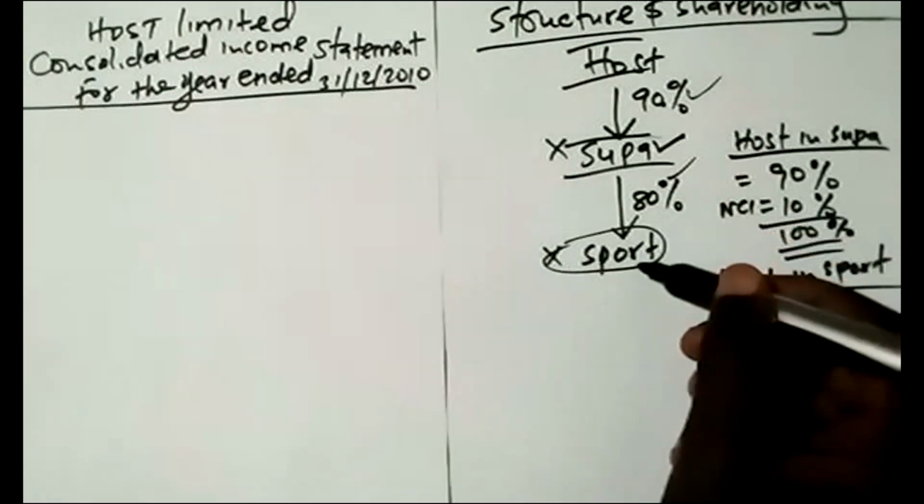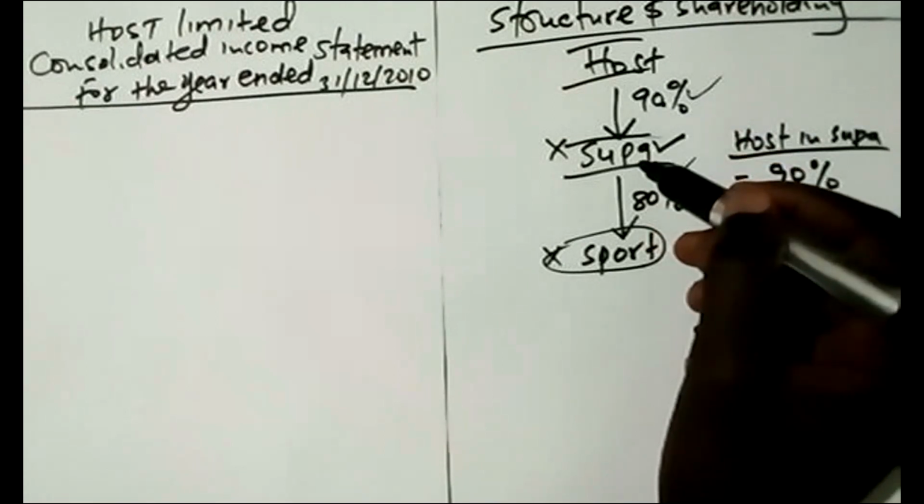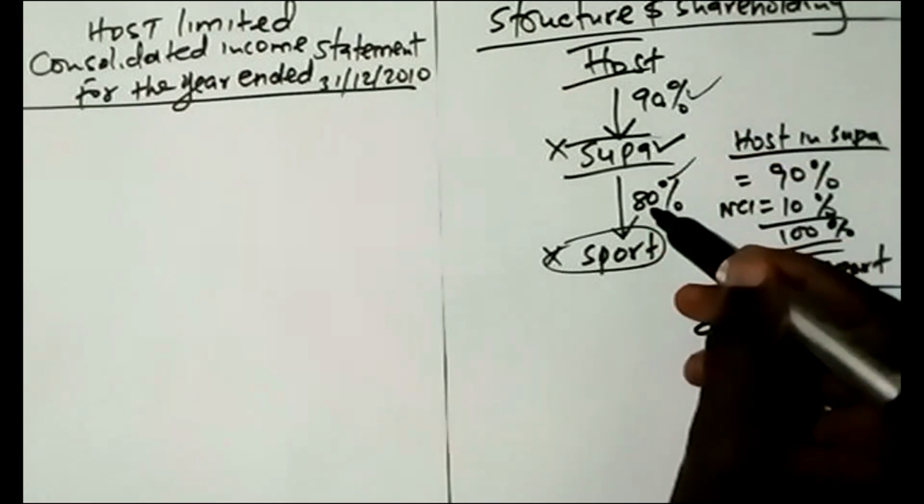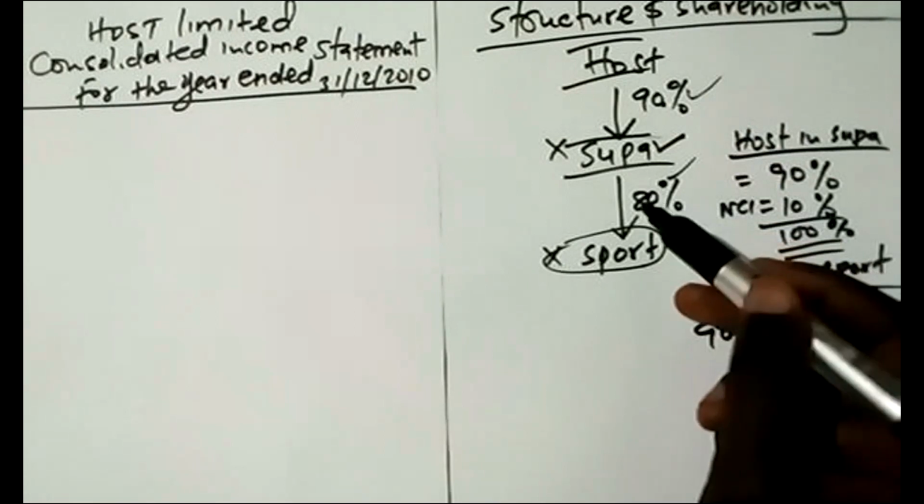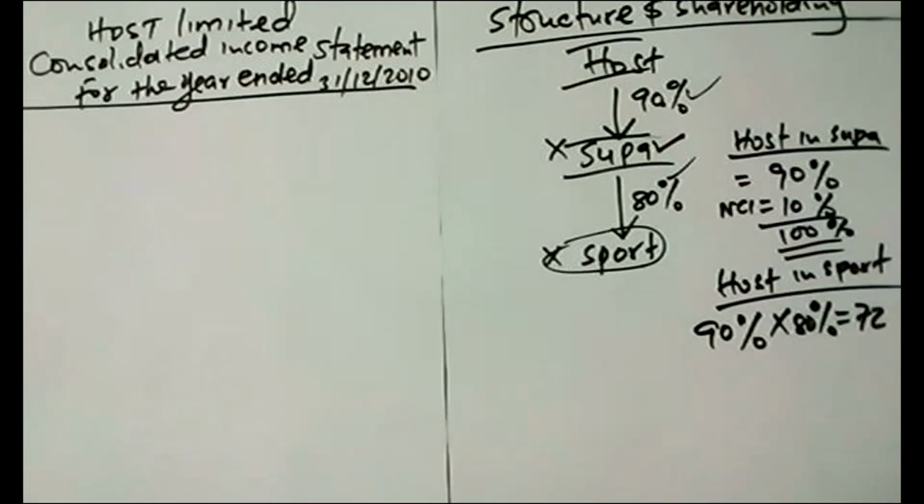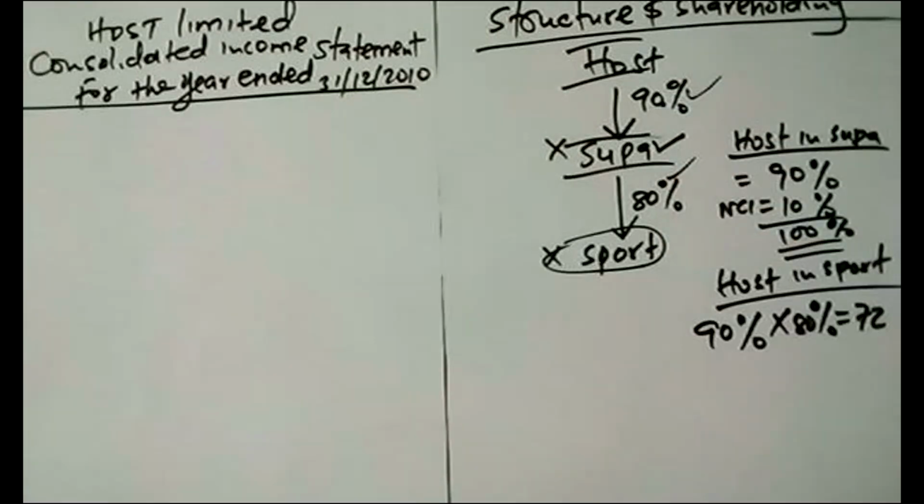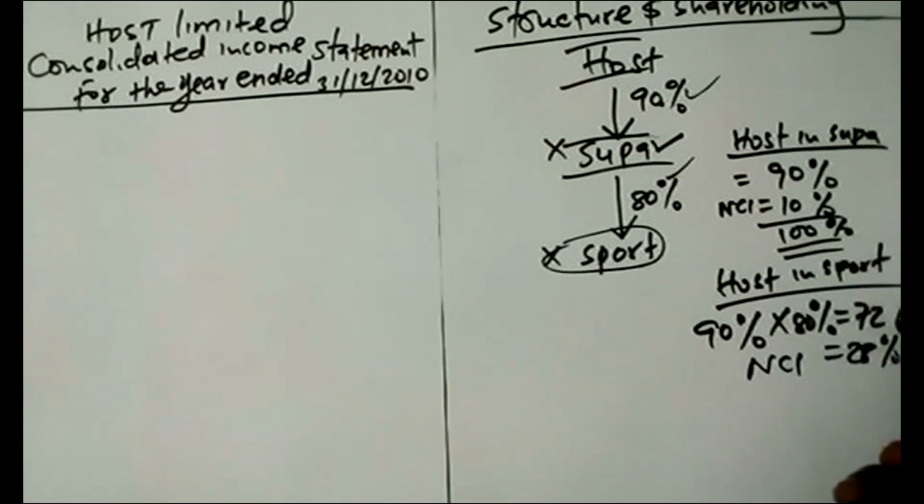So in order to get the control in sport, you take the 90% which host controls in super and multiply with the 80%, because host used the super, where he controls up to 90%, to invest in sport up to 80%. So to get the indirect control of host in sport, you take 90% times 80%. The remaining percentage of 28 is what we call the NCI, to make it 100%.